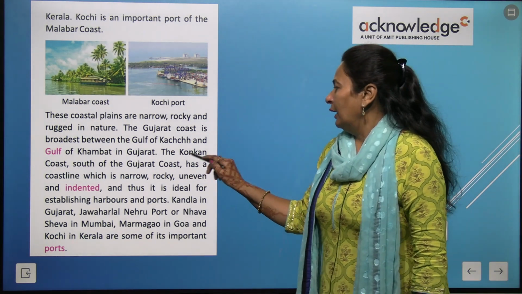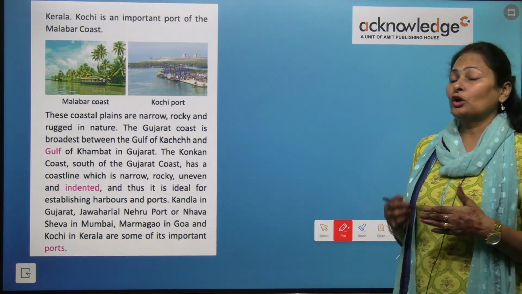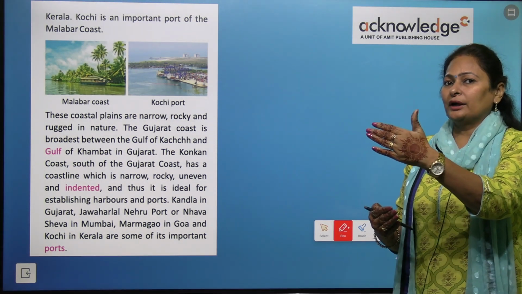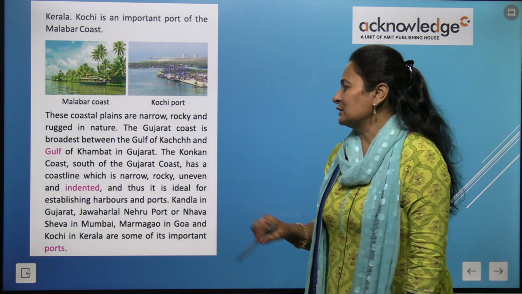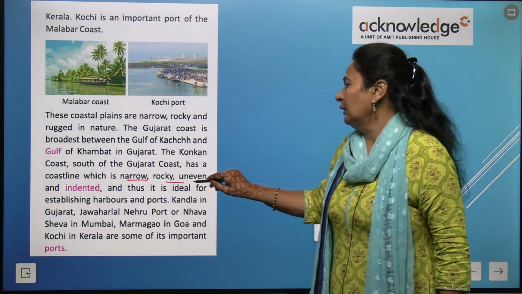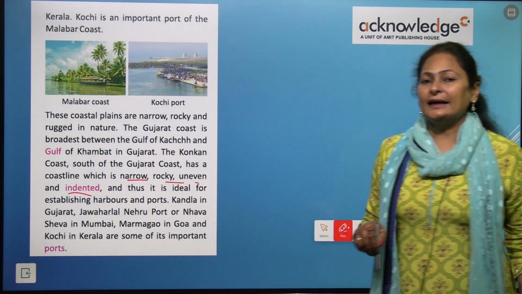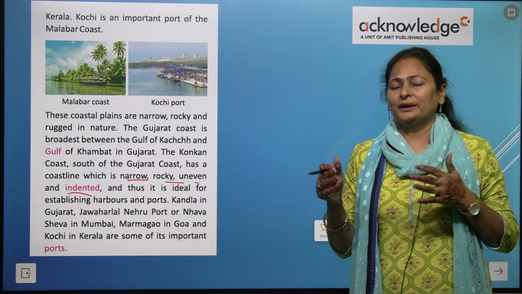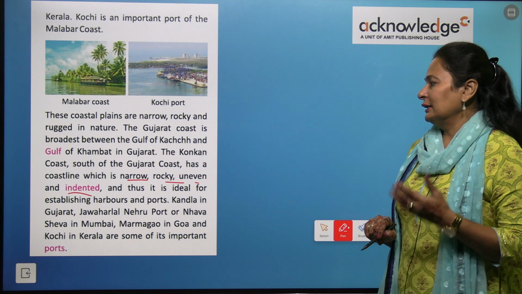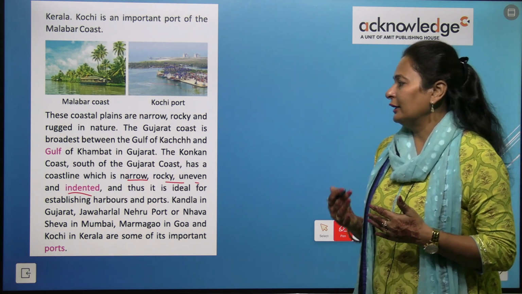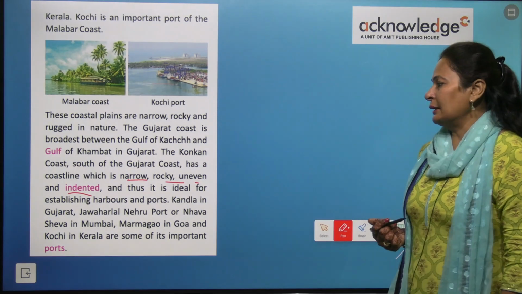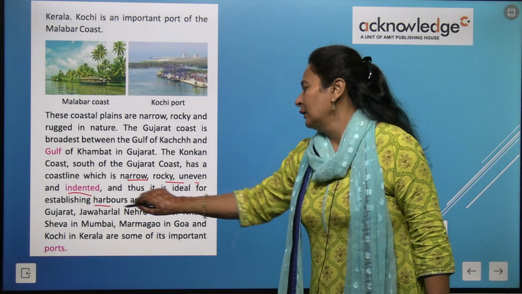Now, the Konkan coast, south of Gujarat. We have learned the Gujarat coast, then Konkan coast. So, Konkan coast has a coastline which is narrow, rocky, uneven, and indented. Yes, indented means in zigzag form. It is not even, right? So this coastline is narrow, rocky, uneven, and indented, and thus it is ideal for establishing harbors and ports.